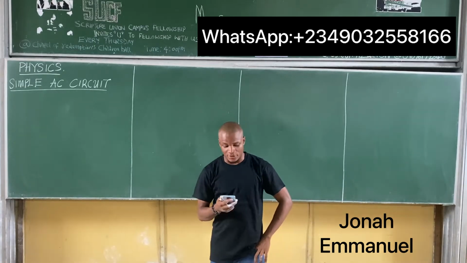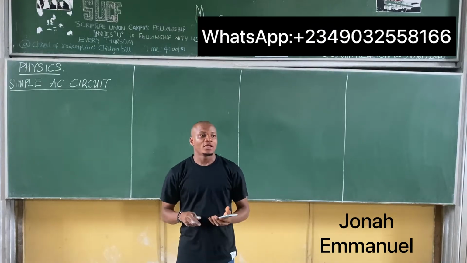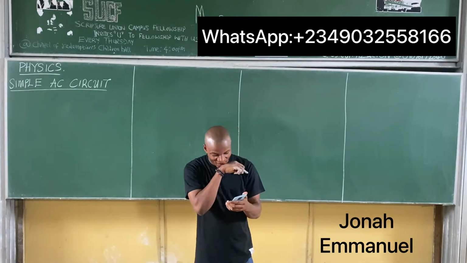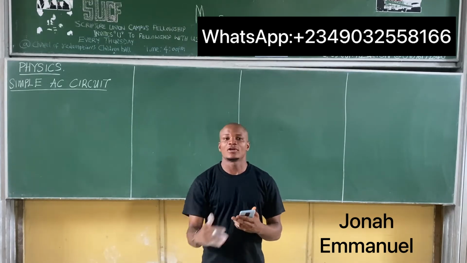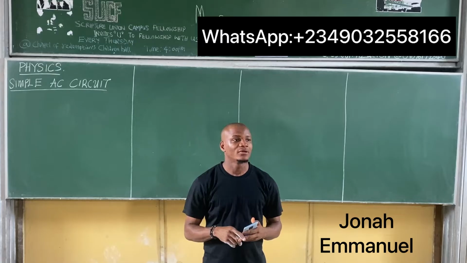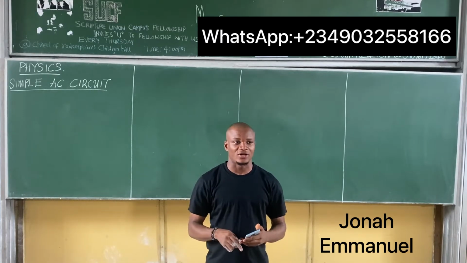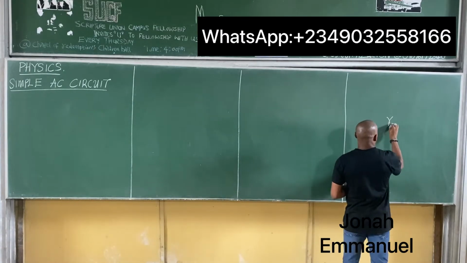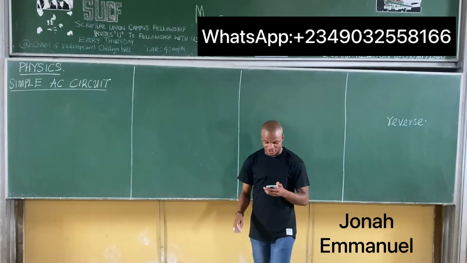AC circuit, please take down. AC means alternating current. It is a type of current that flows in one direction and then in the reverse direction.